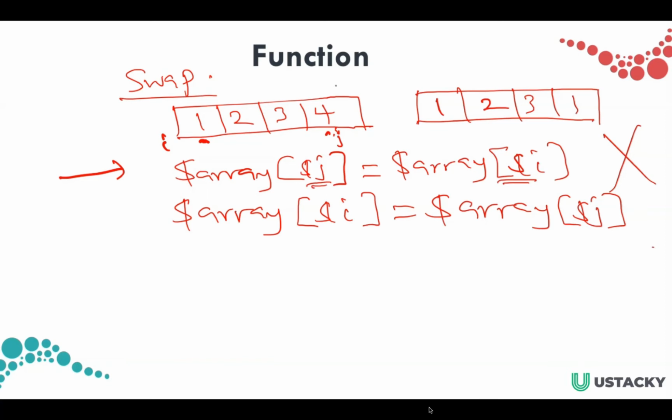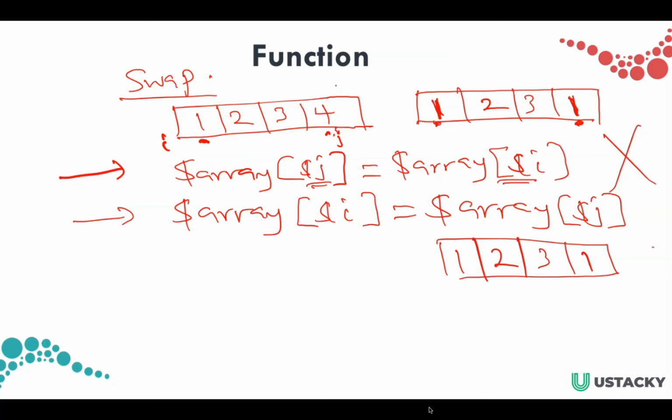And the last step is you're assigning $j into i. So it's like you're also moving 1 into 1. So your final output is this: 1, 2, 3, 1, which is wrong. So, but how do we solve this?